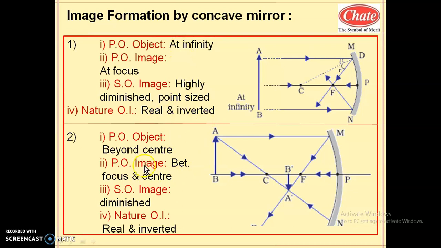After the infinity, object will be beyond C. As the object is coming toward the mirror, it is beyond C, not at infinity. Then the image will shift away from the mirror. So it will be beyond F, means between F and C, as shown in the diagram. Now how will you get the image position?